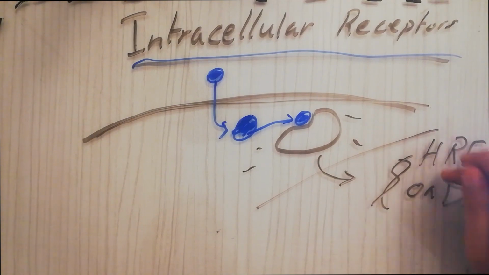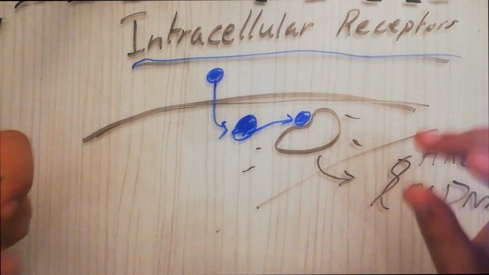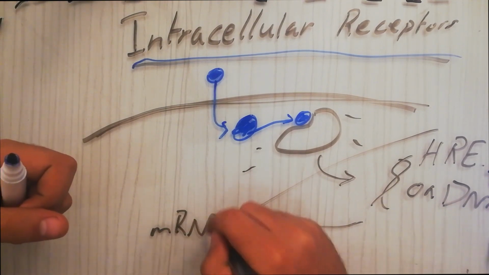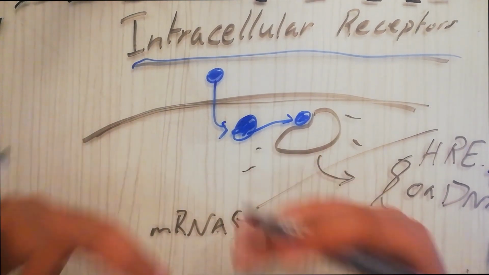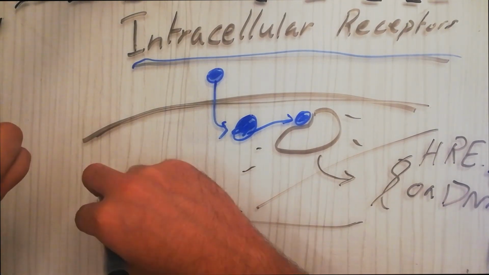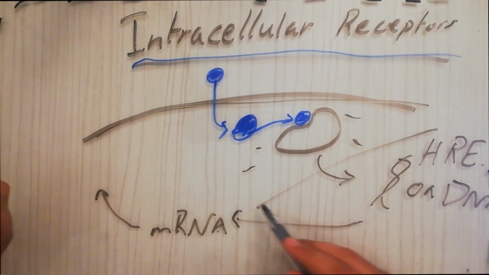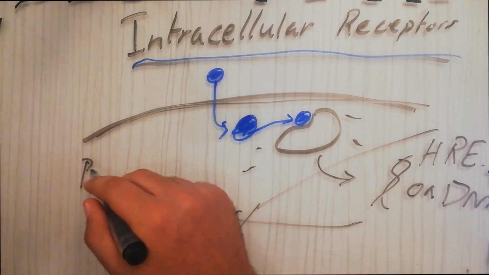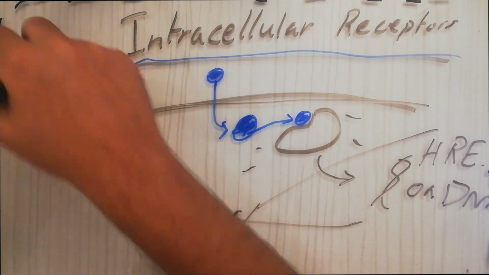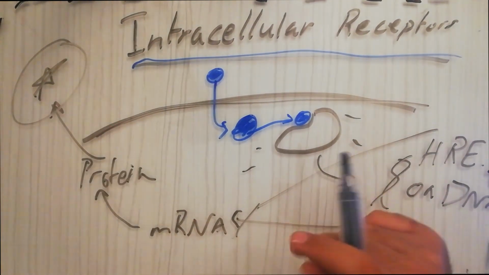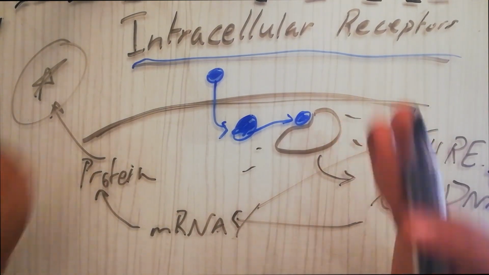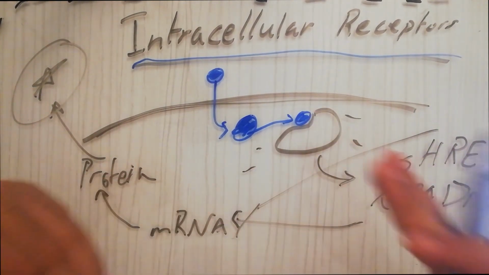When it binds to the hormone response element, it causes DNA to form a messenger RNA, which, if you've been paying attention in your biology class, you would know would be translated into a protein, and this protein will ultimately lead to the desired effect of this intracellular receptor. The effect of these receptors usually lasts from several hours to up to several weeks at a time.